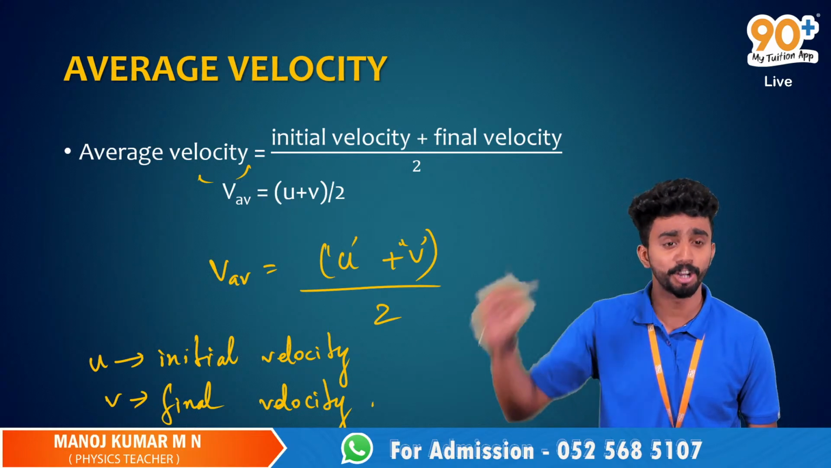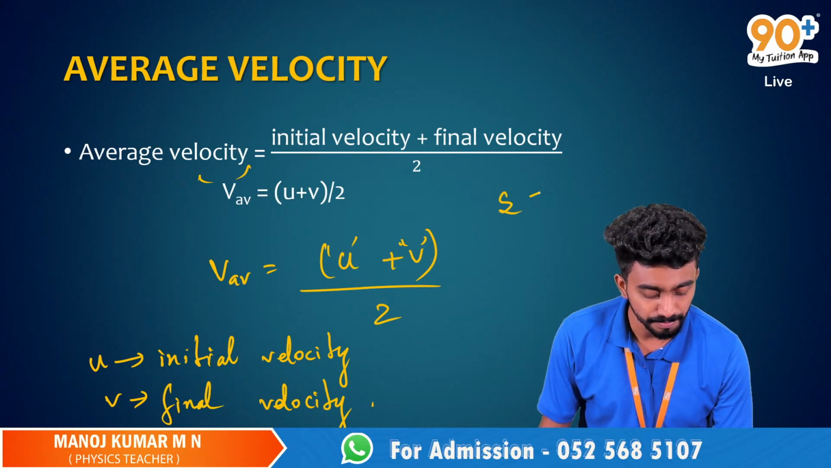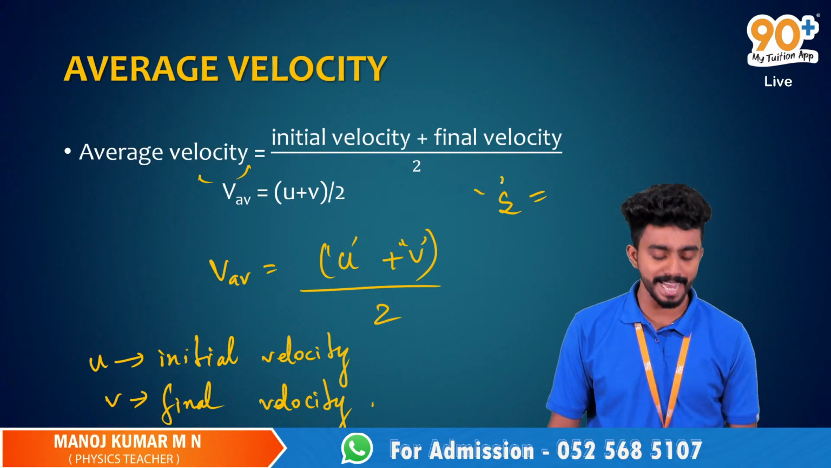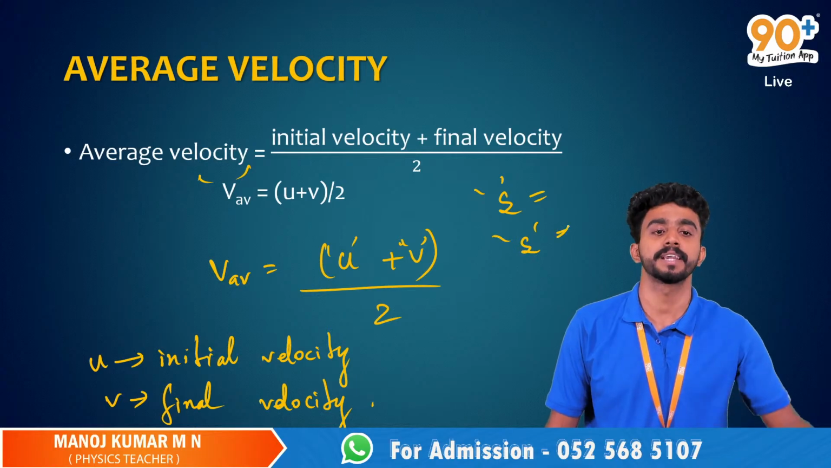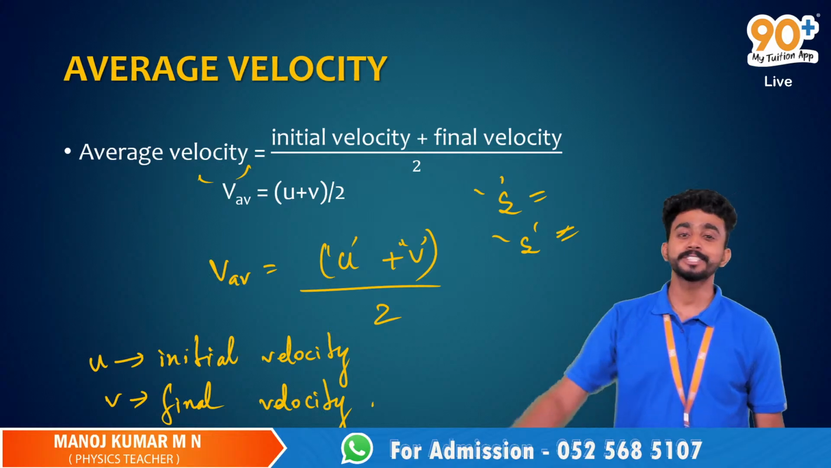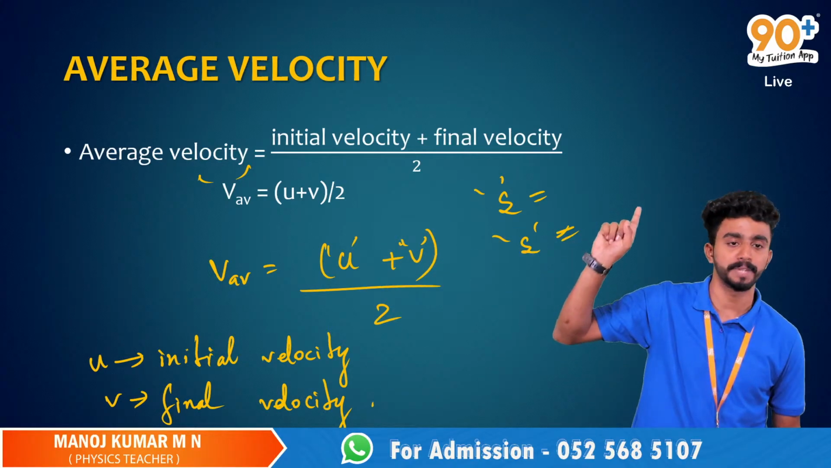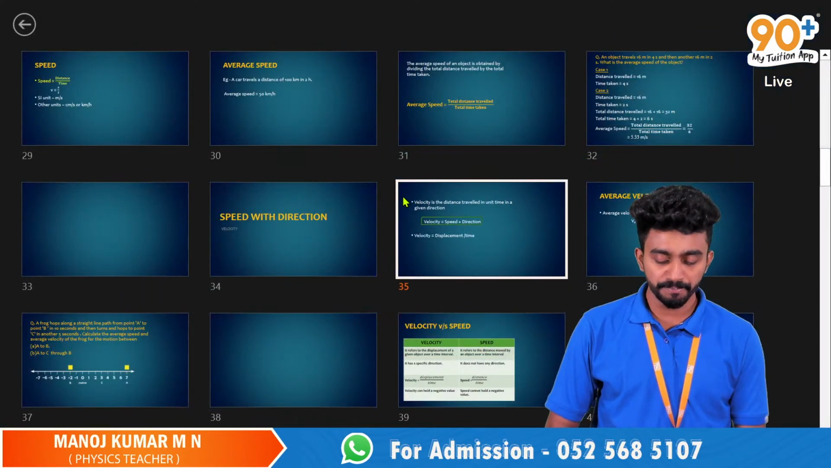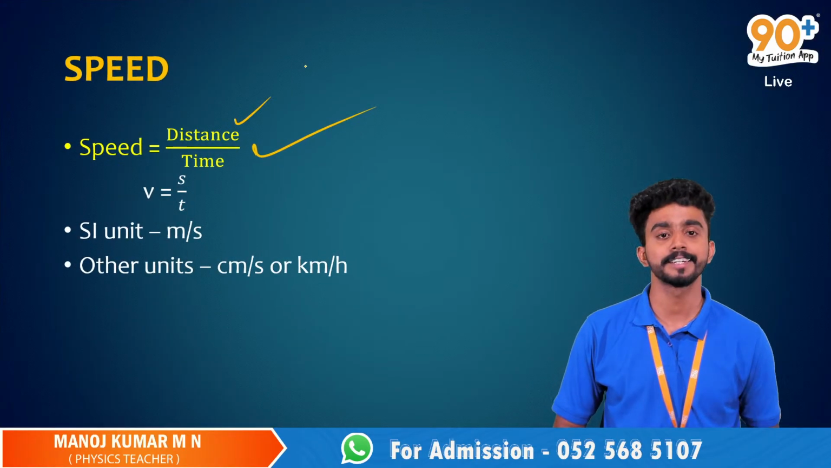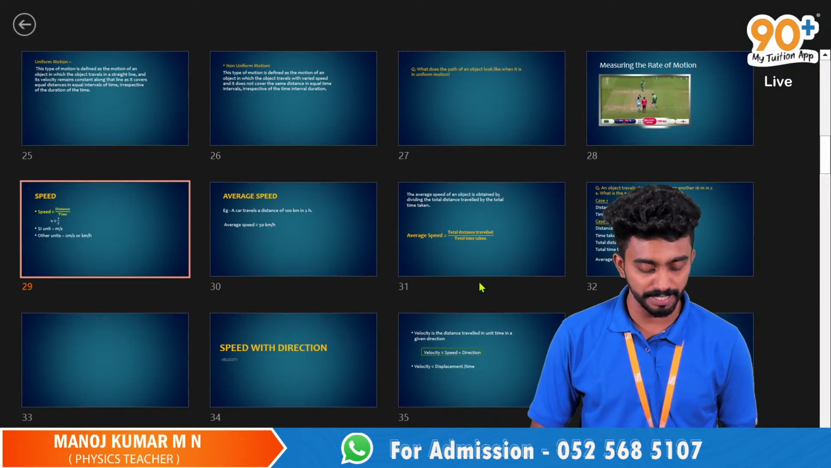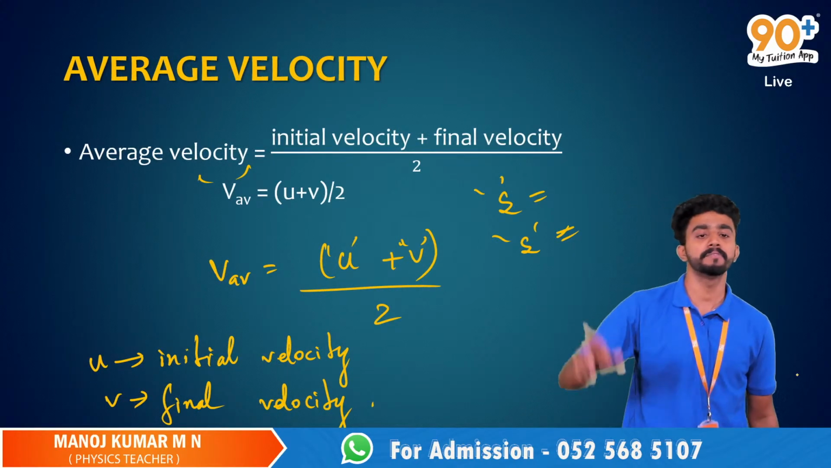Don't get confused, guys. With respect to S, you will be thinking, for distance also we'll be considering S, and for displacement also we'll be considering S. So you'll be confused, right? But to find velocity, we'll be considering displacement. For speed, we'll be considering distance. So for both distance and displacement, we'll be considering S.